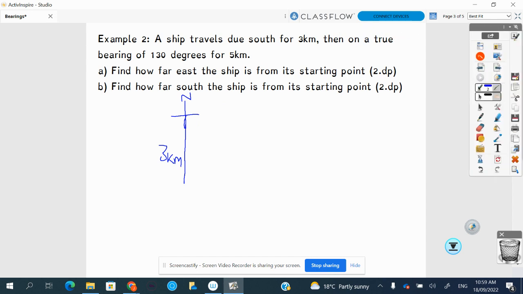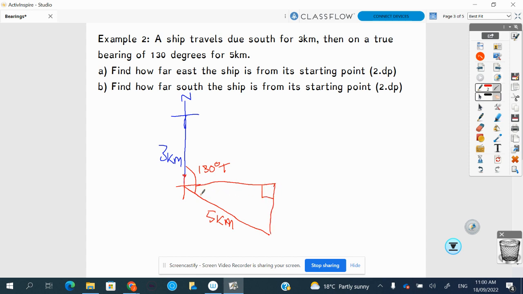Then we've changed direction, so I'm going to draw a new compass down here. And we've traveled 130 degrees for 5 kilometers. So 130 degrees is going to be down here somewhere. And we've done that for 5 kilometers. Just going to indicate that this is 130 degrees. Right, now I'm going to finish this diagram by drawing a right angle triangle at this point here where I'm interested in.